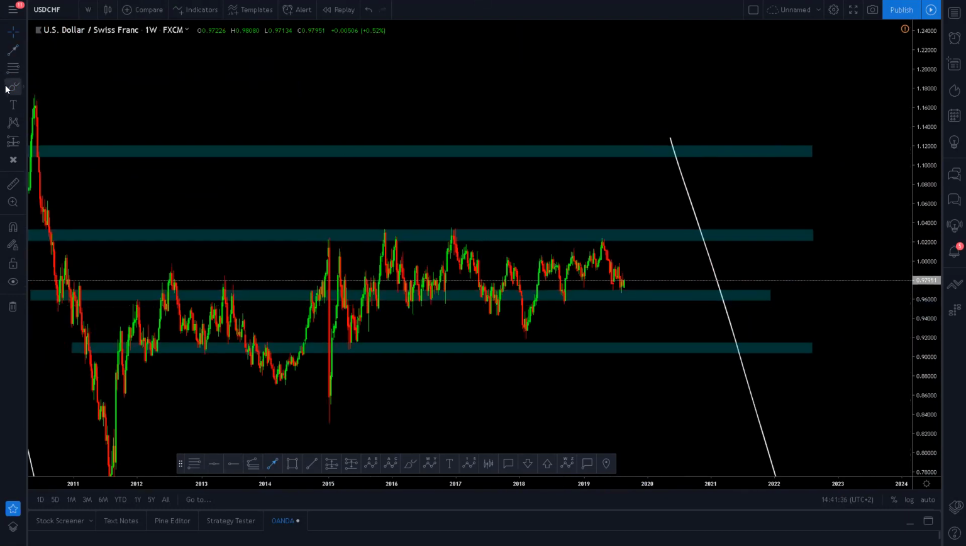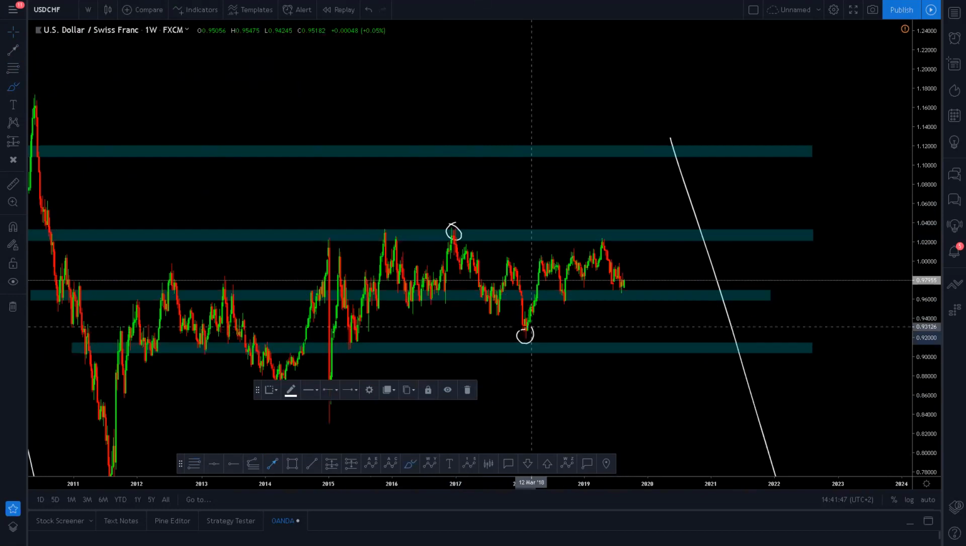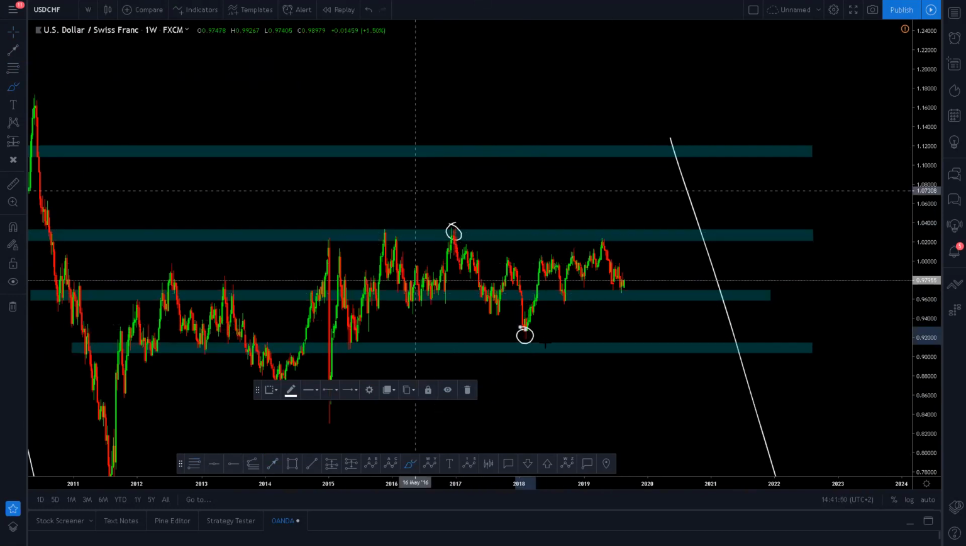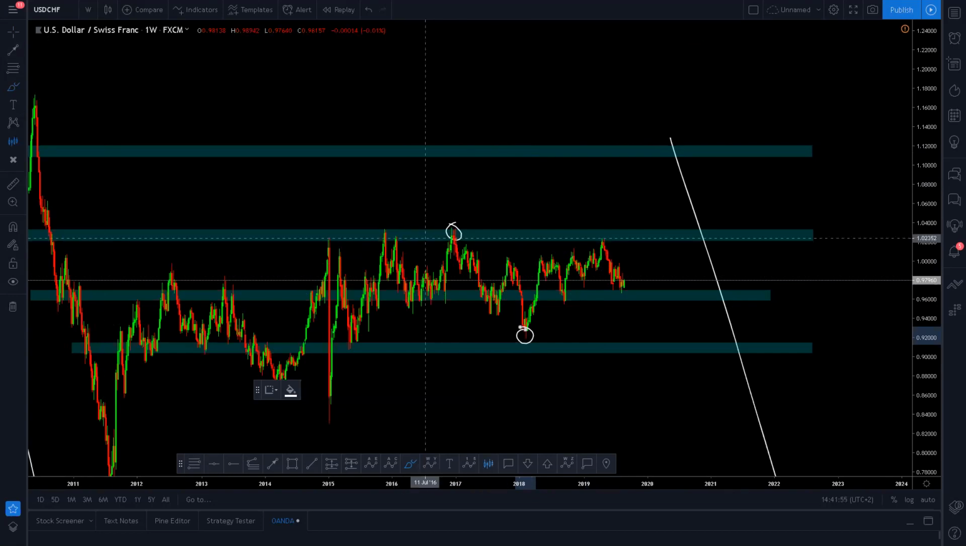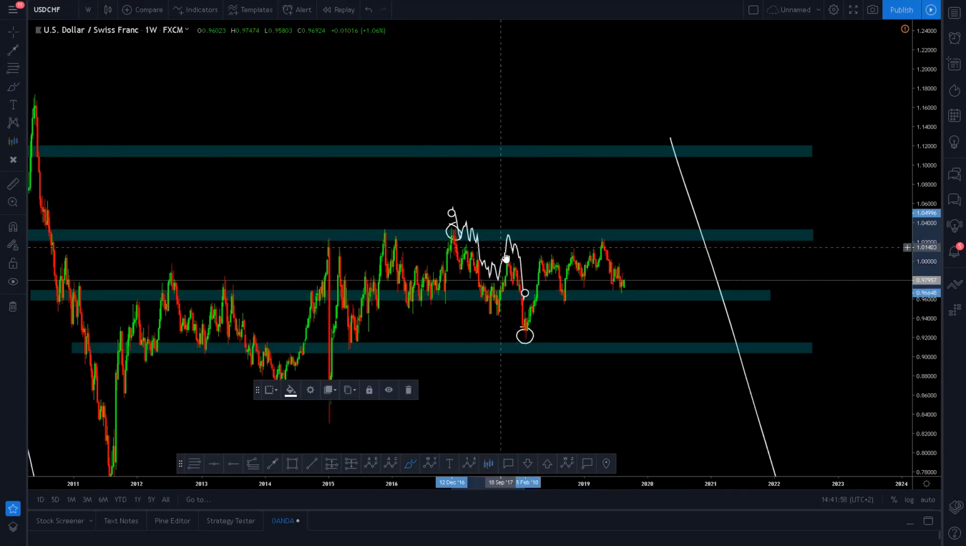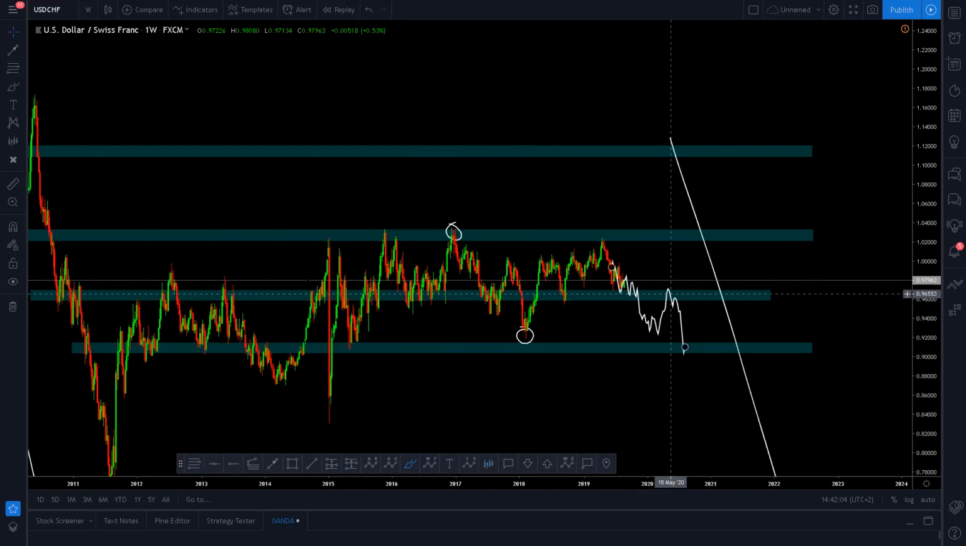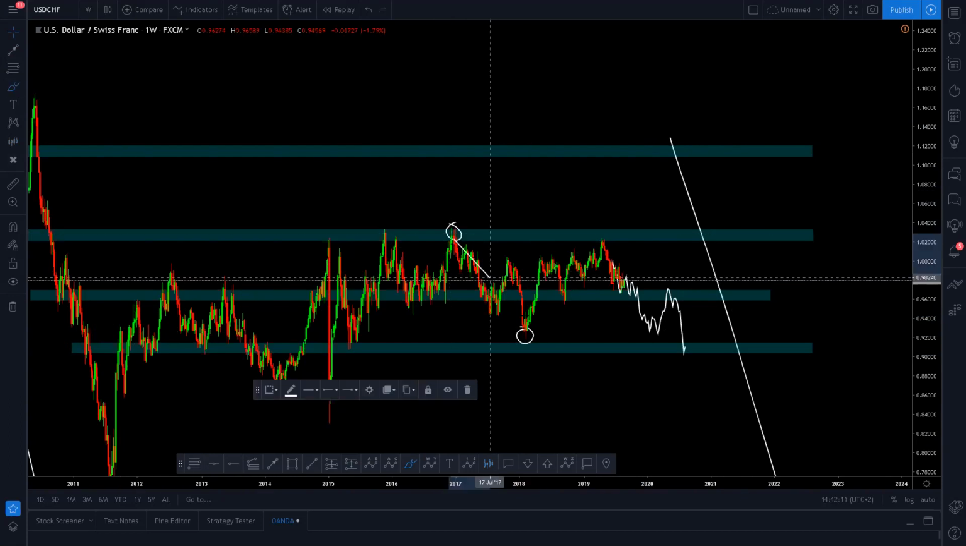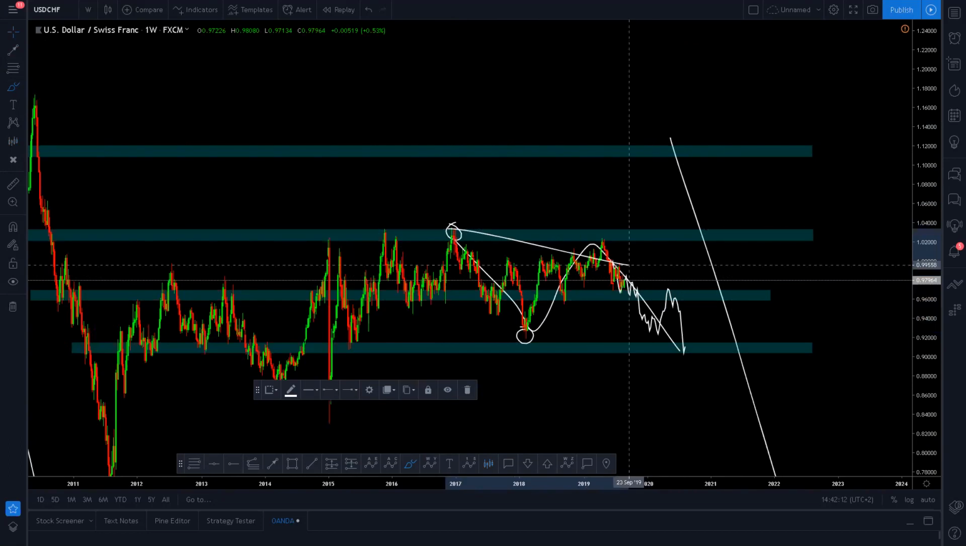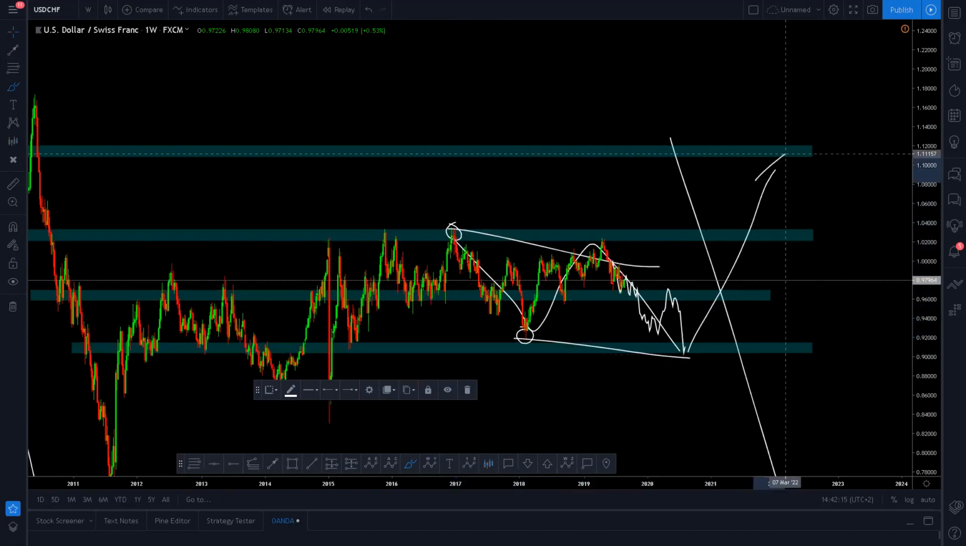One of the rules for corrective structures is that for as long as we haven't broken the previous swing high and swing low, it means we are in a correction for that move. So since we are still within this move, I'm expecting this to play out at least something like this. You can see it matches nicely on this support and resistance. Then from there we will have this three wave move, and then we can look to go up.